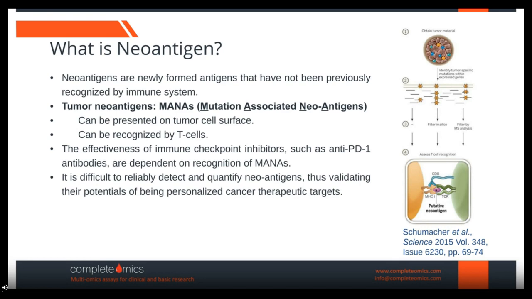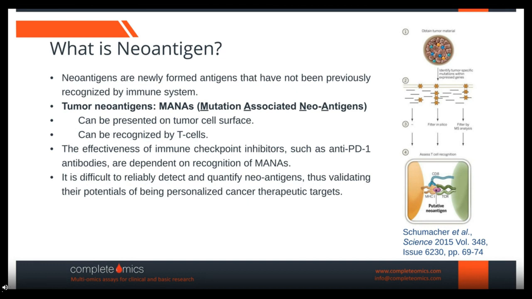So the major topic of today is about neoantigens. So neoantigens are newly formed antigens that have not been previously recognized by the immune system. We typically call the tumor neoantigens MANA. It stands for mutation-associated neoantigens. MANAs can be presented on the tumor cell surface and can be recognized by T cells.